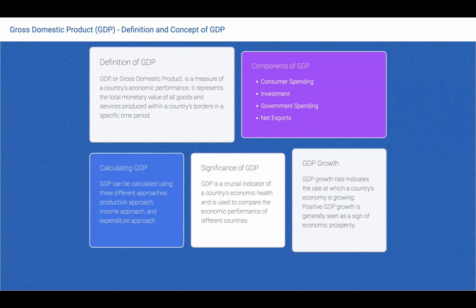By analyzing DIPT data, economists can track economic trends, make forecasts, and formulate effective economic policies to promote growth and stability. Calculating DIPT involves various approaches such as the production approach, income approach, and expenditure approach. Each method offers a unique perspective on the economy and helps in evaluating different aspects of economic activity.